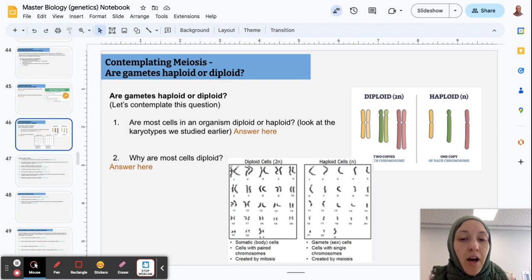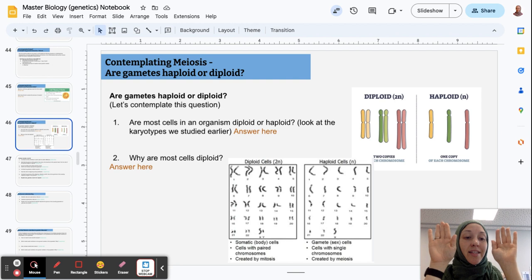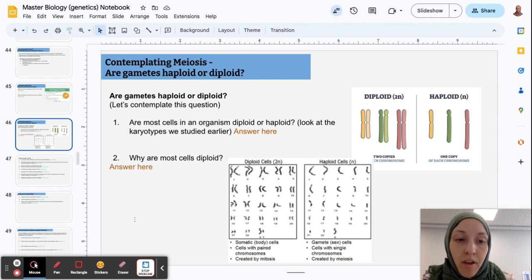So homologous chromosomes are 2 chromosomes with the same genes. They code for the same proteins, but they might have different alleles. So homologous chromosomes: same genes, perhaps different alleles. Most cells in the body are diploid. So somatic cells are diploid. Our haploid cells would be our gametes.